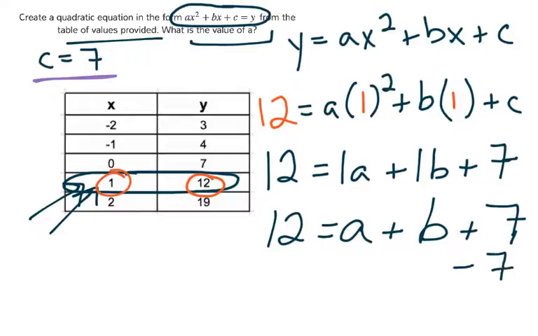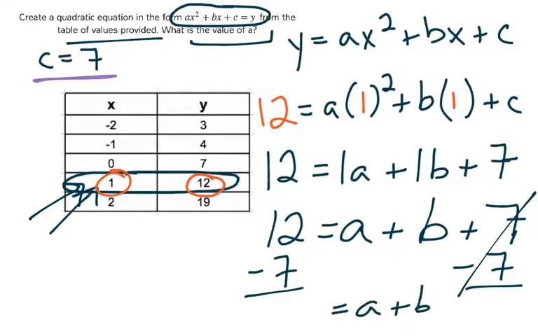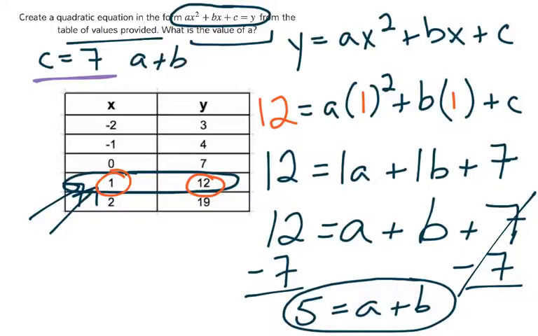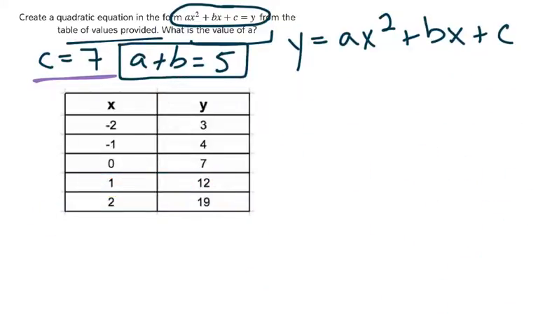I'm going to subtract 7 from both sides. This side zeroes out, so I get a plus b equals 12 minus 7 is just 5. Okay, so I have another great little simple equation that I can use later on. I'm going to write it up here. A plus b equals 5. I'm going to put a box around that. That's really important. Since I have two variables, I need two equations to solve them. I need one more equation.